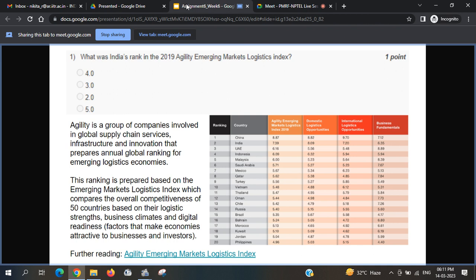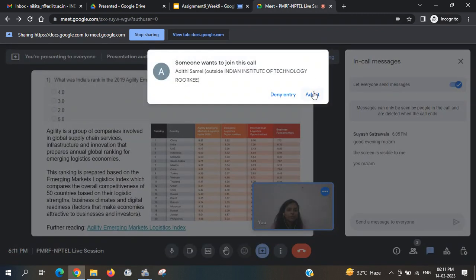So this can include things like business climates, digital readiness, and other factors that make economies attractive to businesses and investors. What this index basically tells is the higher a country's rank is in this index, the more attractive that country is to global investment and businesses to set up their operations in that particular country. So this is what the Agility Emerging Markets Logistics Index represents.